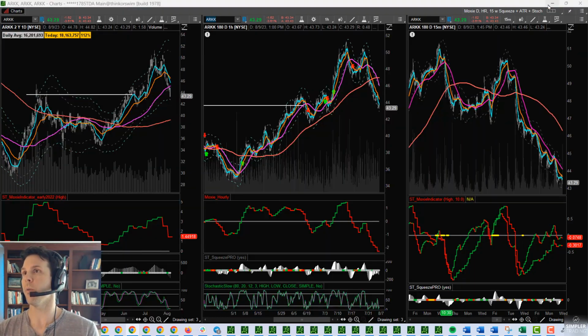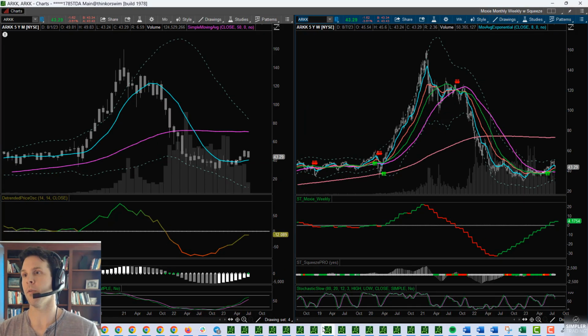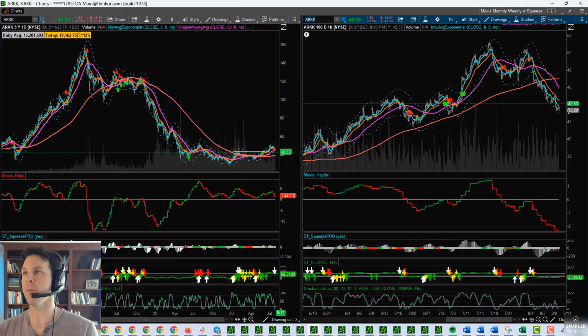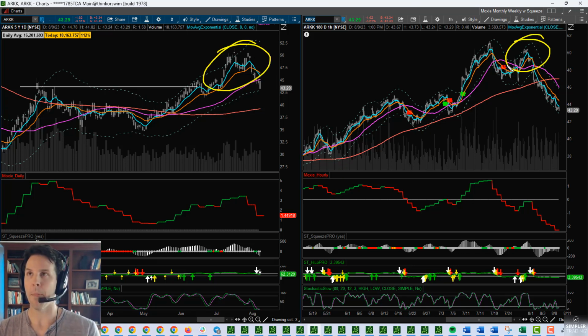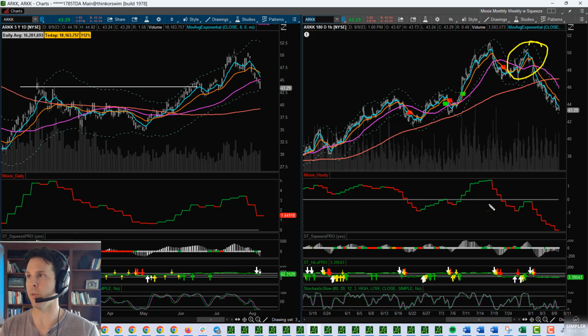All right, so one of the first things I wanted to show you guys, coming over here, is some similarities in setups. If we look at this, there are two patterns here. One of them is an inverse elf shoe, and the other is an inverse trampoline move. Now, I'll start with the easy one. The inverse trampoline move is when price is over the 50, but the Moxie indicator is below 0.